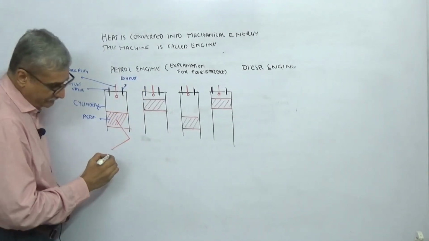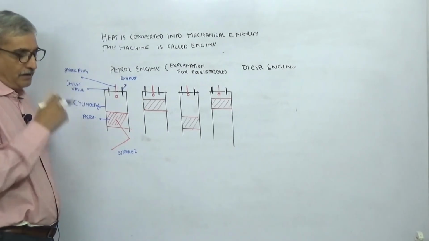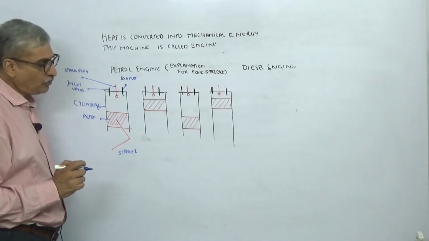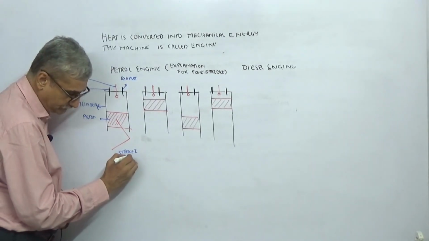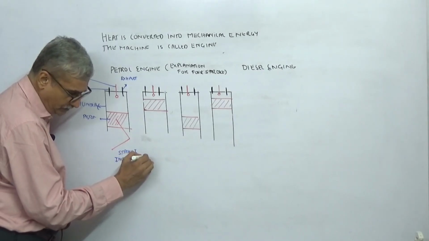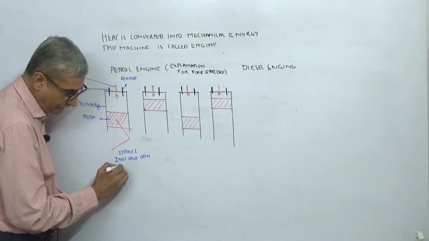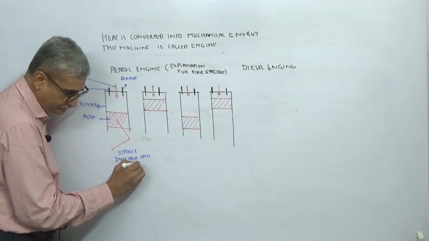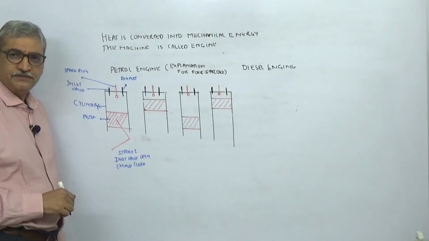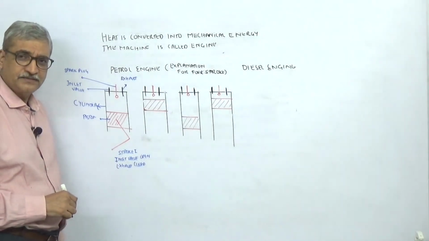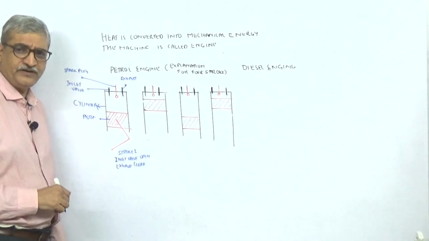So in stroke 1, what happens is the inlet valve opens. The outlet, the exhaust valve, is closed. So what does the inlet valve pour into the cylinder? Inlet valve pours into the cylinder a mixture of air and petrol.